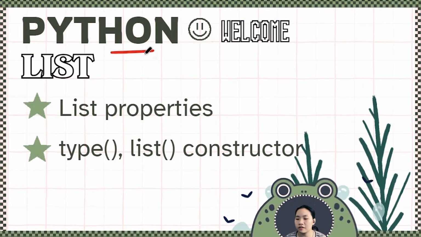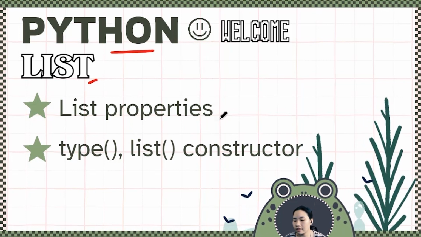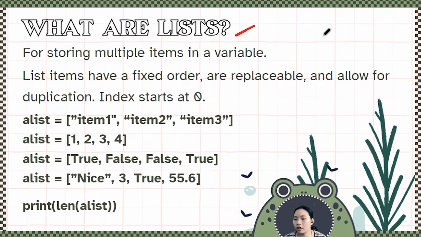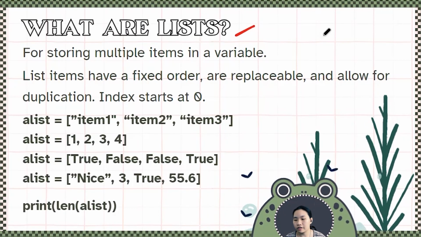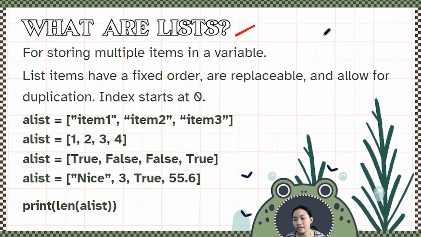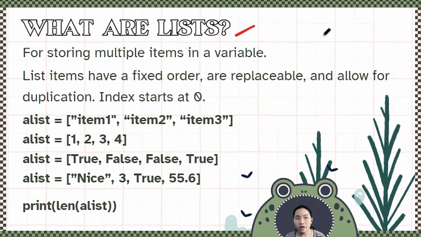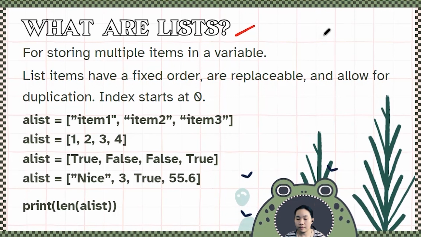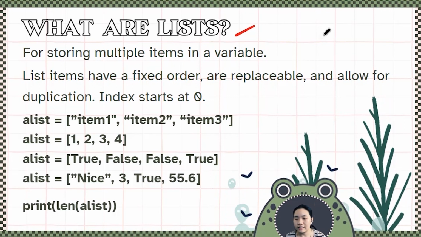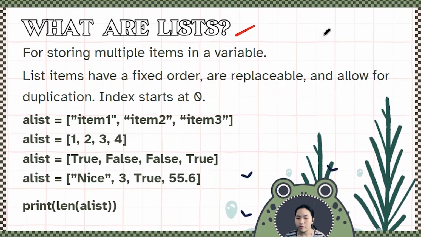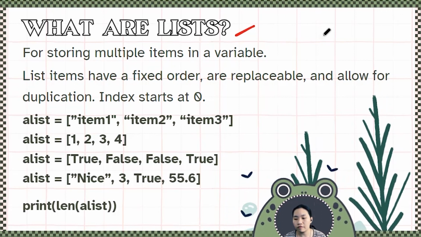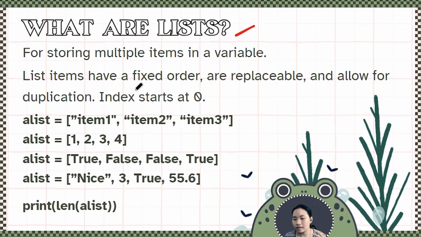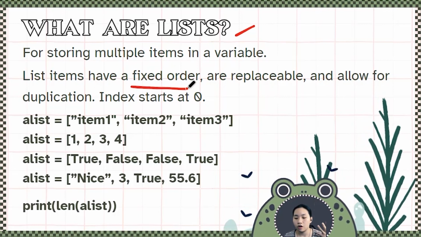Finally, for this lesson, we get to learn a bit about lists, as well as their properties, type, and list constructors. What are lists? The purpose of lists is very simple. They are used as a storage system. Before, when you create a variable, you can only assign one value to it, okay? But with lists, you can assign different types of values, many values, to only one variable, which makes things very convenient. First, I want to discuss that list items have a fixed order.